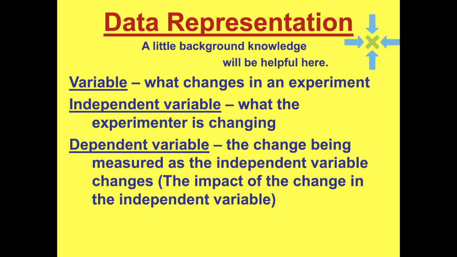In my verbal example, it would be the amount of heat you add to the water. The dependent variable is the change being measured as the independent variable is changed. That is the impact of the change in the independent variable on the other variable that you're measuring. We will look at this specifically when we get to the examples.